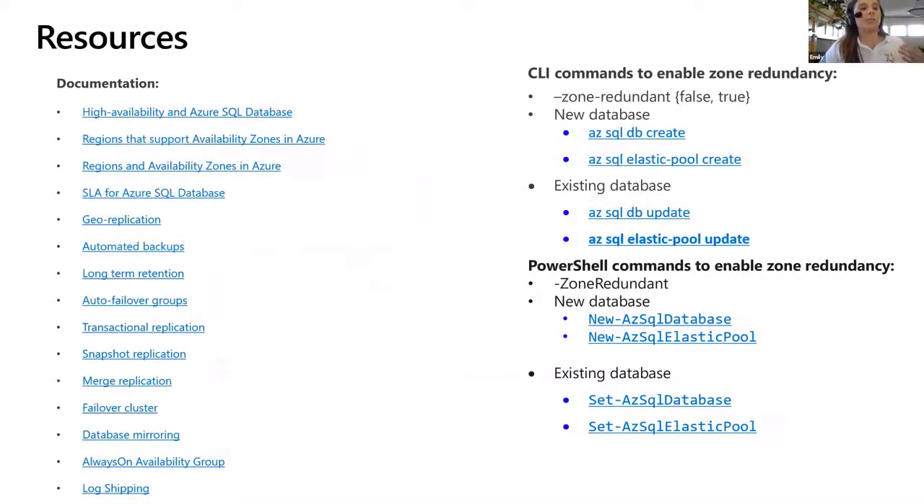Here is a list of resources from some of the concepts that I discussed today. I only showed how to enable the zone redundant configuration in Portal, but here are resources on how to do this using CLI and PowerShell as well, for both new and existing databases.